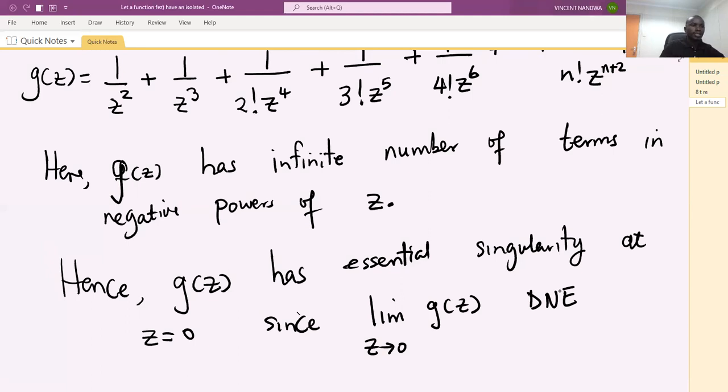Now, in the next session, we give more examples on how to find different types of singularities for functions f of z. Thank you.